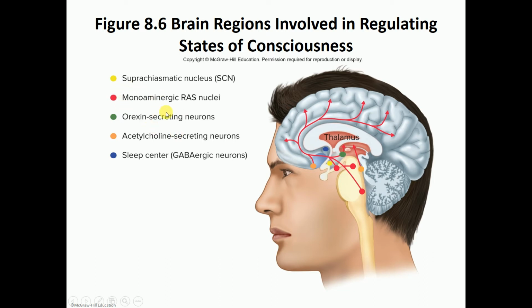Now the monoaminergic or the RAS nuclei. RAS stands for reticular activating system. These are the red nuclei, and those are found in the reticular activating system of the brain. They release monoaminergic neurotransmitters like norepinephrine, serotonin, and histamine. All 3 of those neurotransmitters are going to activate the thalamus and the cerebral cortex, and that wakes us up.